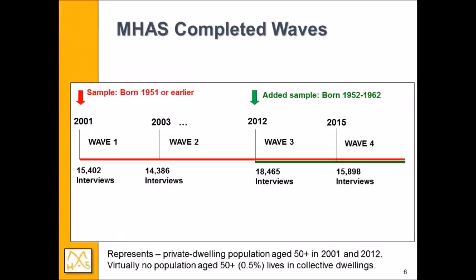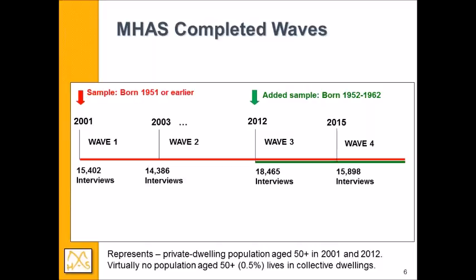Now I'm going to go quickly over the history of the MHAS as a timeline. So we started in 2001 with a sample of about 15,000 interviews of people born 1951 or earlier, that is, they were 50 and over. And then there's a follow-up in 2003 for about 14,000 interviews. And then there's a gap between 2003 and 2012. We revived the cohort and we added a new sample of those born in 1952 to 62, so that in 2012, again, the sample is representative of those 50 and over in 2012. We interviewed about 18,000 subjects, and then in 2015, we followed up 3 years later and interviewed about 15,000 people.